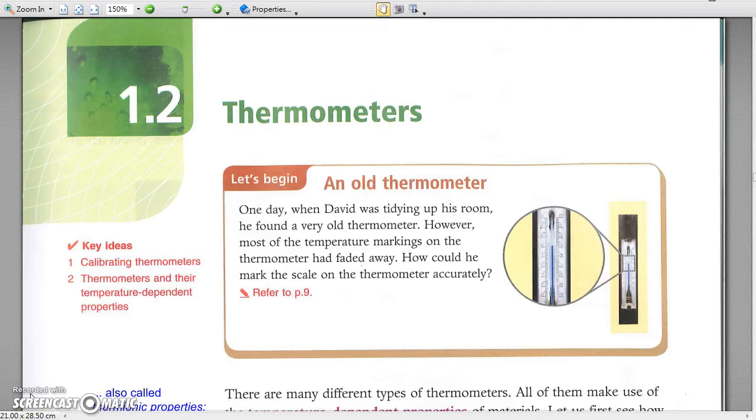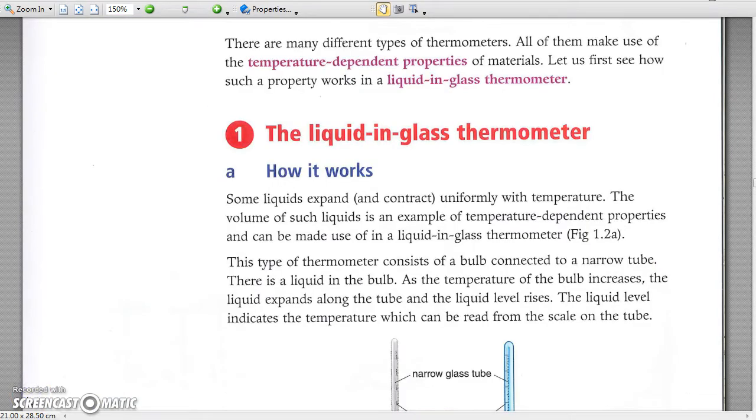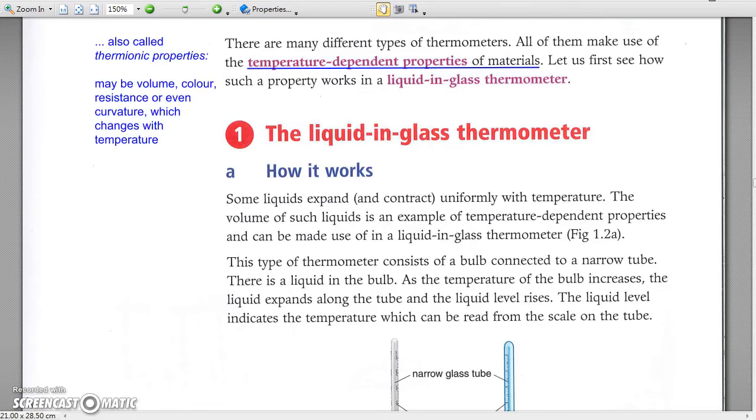1.2 Thermometers. All thermometers make use of temperature-dependent properties of materials, also called thermometric properties. For example, when temperature rises, some substances expand, some change their resistances, and some change their colors. These substances may be used to make a thermometer.